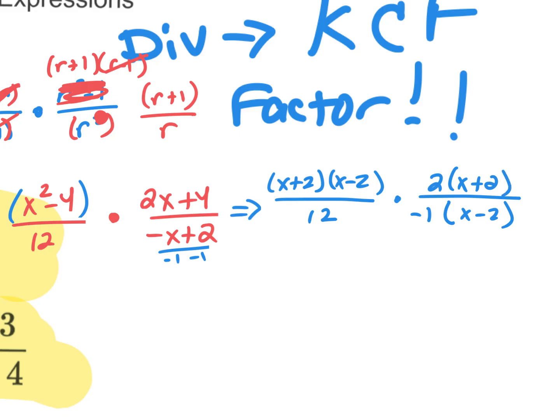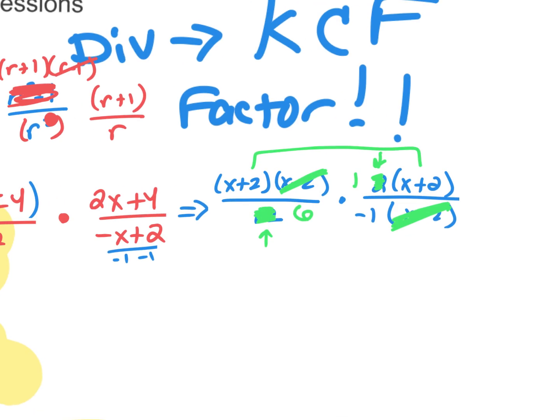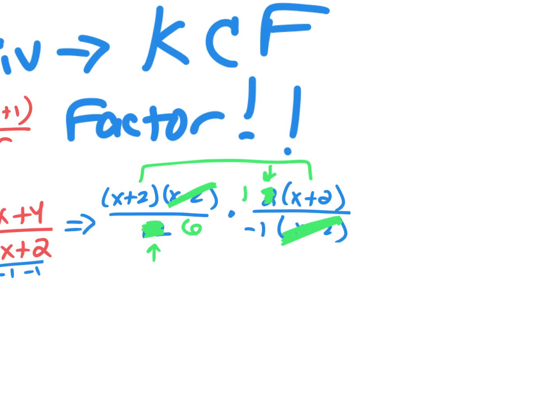Do you see any parentheses, guys, that are exactly the same on top and bottom? Yes. What do you see? Both of these x plus 2's are on top. What's exactly the same, one on top, one on the bottom? X minus 2 and x minus 2. Okay. Do you see anything else that you could cancel? Yeah, this 2 right here could cancel with this 12, can't it? 2 goes into 2 one time. 2 goes into 12 how many times? 6 times. So guys, what are we left with? What do we have on the top?